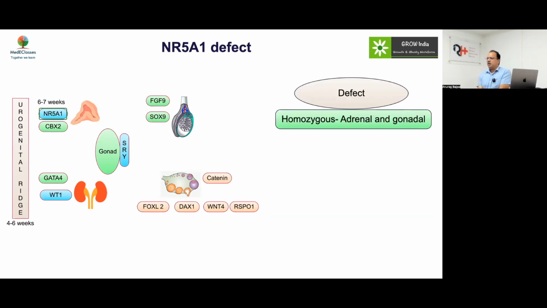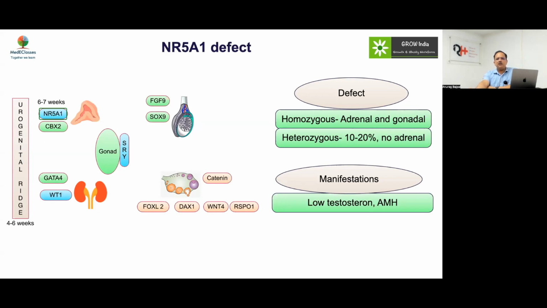NR5A1 defect basically is going to affect multiple pathways, including the development of the adrenal and the bipotential gonad. If you have a homozygous form, the adrenal is also affected, while in the heterozygous form, predominantly you will have the gonadal phenotype. When SF1 or NR5A1 was first discovered, it was often considered a combined adreno-genital gene, but ultimately most cases actually have a gonadal phenotype rather than an adrenal phenotype. So manifestations are lower levels of testosterone and AMH.